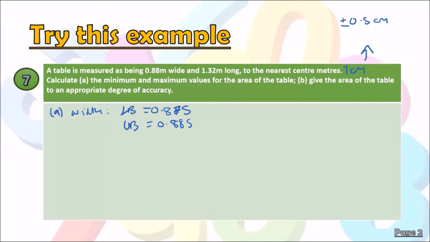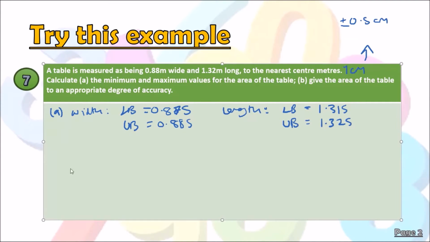Same thing for the length. It's going to have a lower bound and an upper bound of the same style, so you're going to plus or minus 0.005. If it's 132 centimeters, the lower bound is 131.5 and the upper bound is 132.5. Now we've got the lower and upper bounds for both.